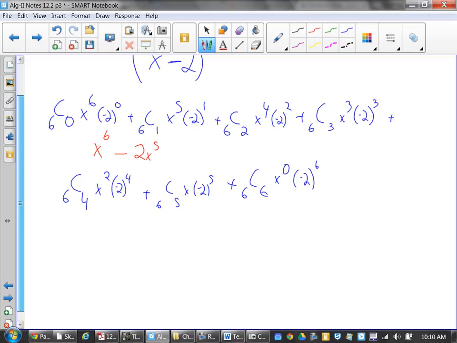6 choose 2 is 15, so it'd be 15 times 4x to the 4th, because -2 squared is 4. The next term, is it going to be positive or negative? It's going to be negative because it's an odd exponent. 6 choose 3 is 6, 5, 4 over 3, 2, 1, so it'll be 20.